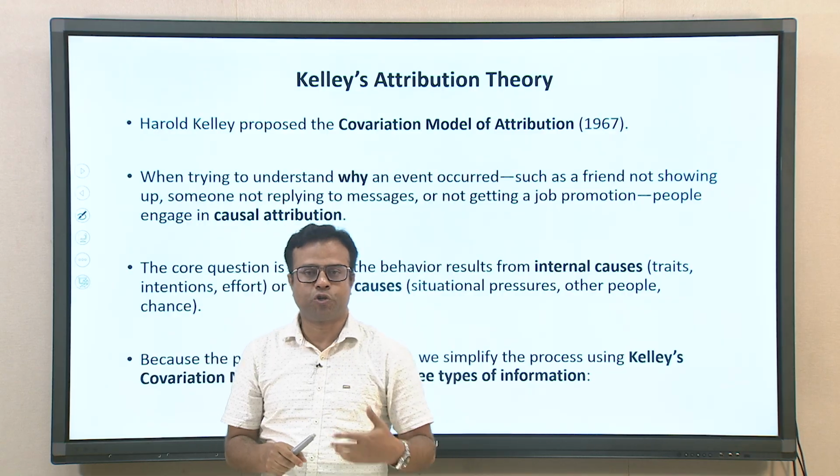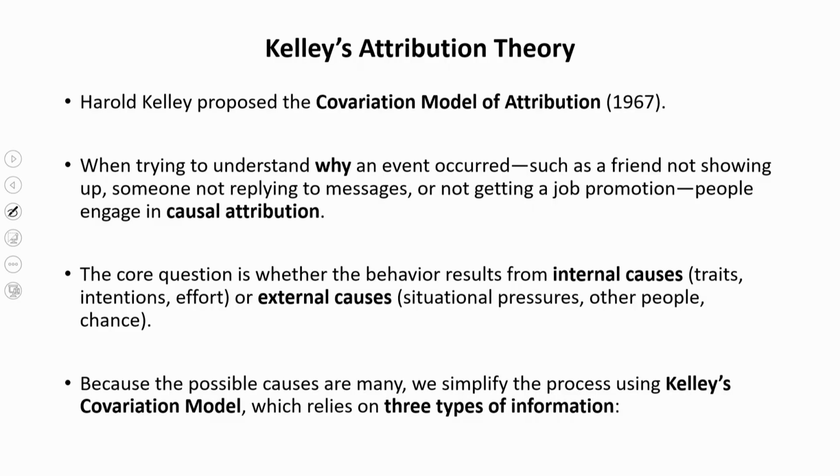The next theory of attribution, which adds a little bit more dimensions to this attribution process, is Kelley's attribution theory. Harold Kelley proposed the covariation model of attribution. So, this is another model which is a little bit more advanced. When trying to understand why an event occurs, such as a friend not showing up, someone not replying to messages, or not getting a job promotion, people engage in causal attribution.